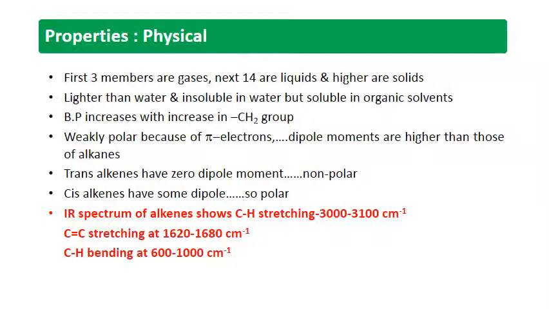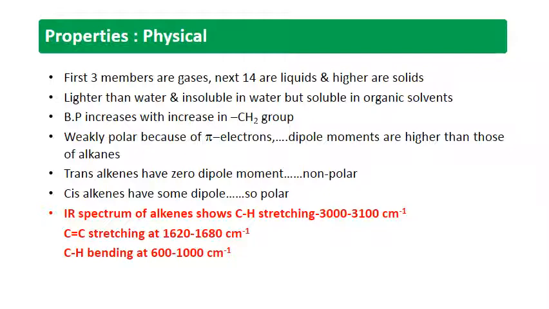Other melting and boiling points of alkenes depend on the position of groups bonded to the double bonded carbon atom. In the case of cis-butene, its boiling point is 277 Kelvin, while the melting point is 134 Kelvin. In the case of trans-butene, the boiling point is 274 Kelvin, while the melting point is 167 Kelvin.